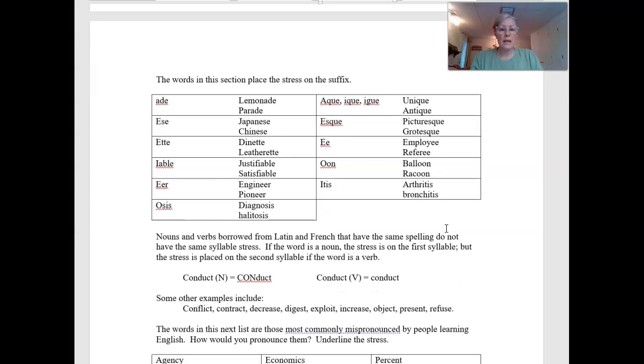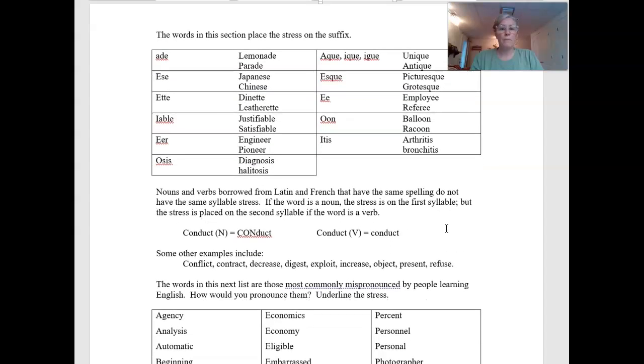And nouns and verbs that come from French or Latin that have the same spelling, but they don't have the same syllable stress. If the word is a noun, the stress is on the first syllable, like conduct, conduct rather, conduct. But if it's my verb, I would say conduct, conflict, conflict, contract, contract, decrease, decrease. So I've got lots of examples.